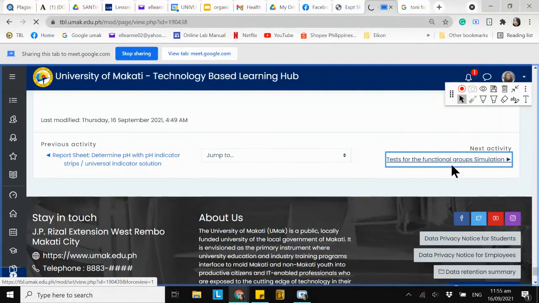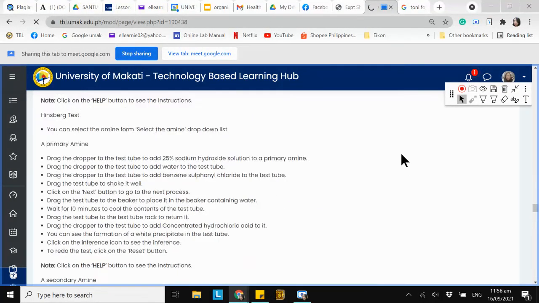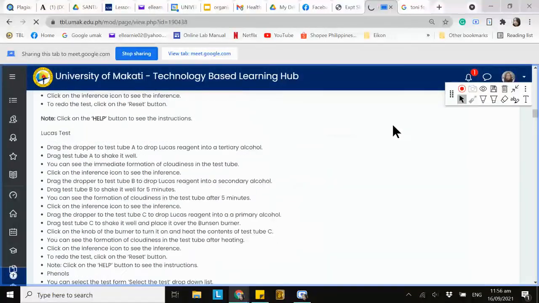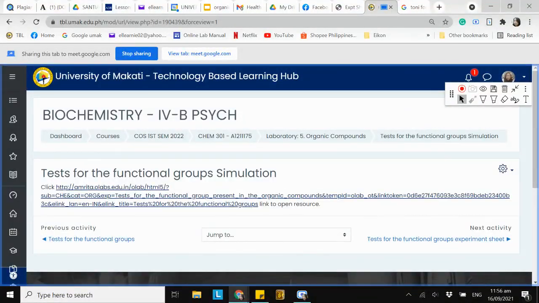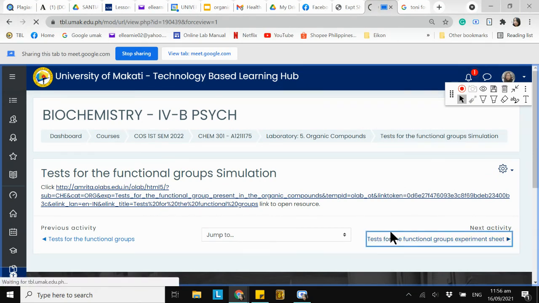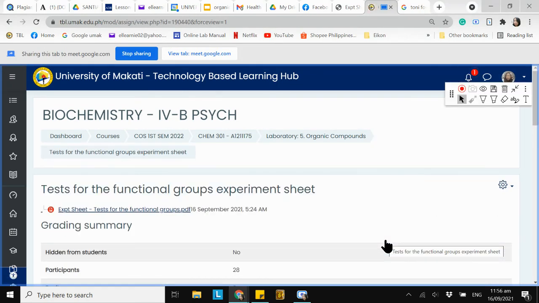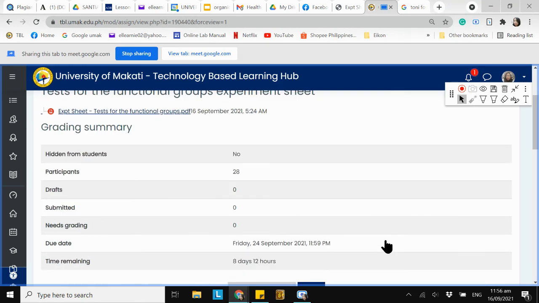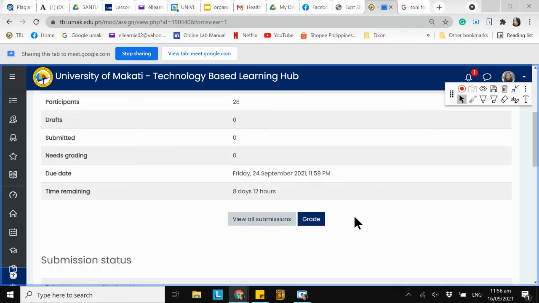Medyo mahaba-haba lang siya konti. Okay? Nako, medyo matagal-tagal na naman si TBL Hub. Yan. So, you have here your assignment, the last part. Yan. Okay? So, this is good until next Friday po.